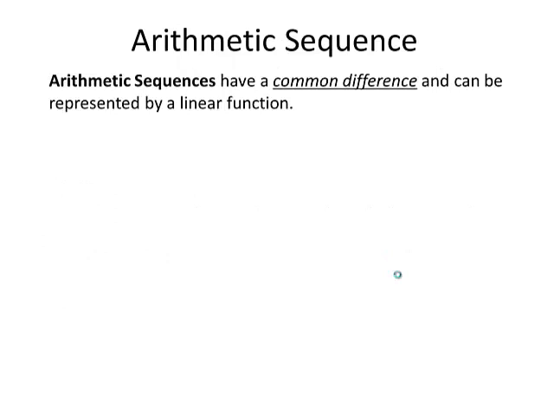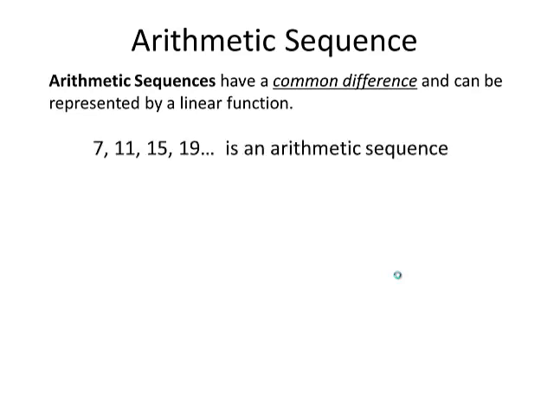Alright, arithmetic sequences have a common difference. And we can always represent these as a linear function, meaning that it's going to be a line, and lines have slopes and intercepts. So this is an arithmetic sequence because it has a common difference. It's adding the same amount each time.